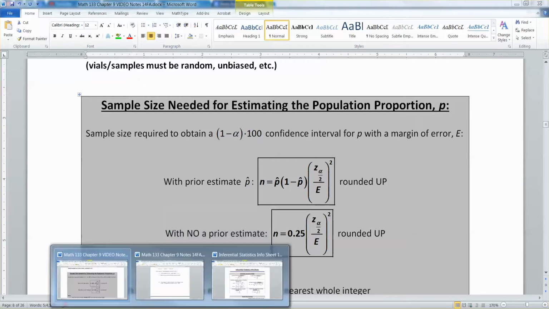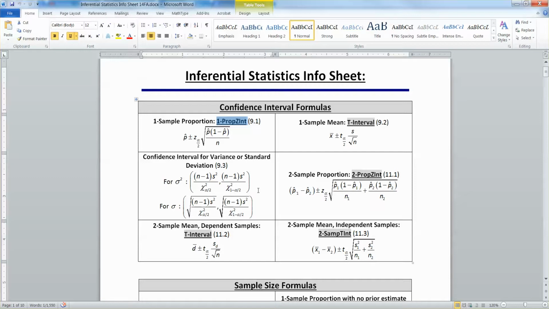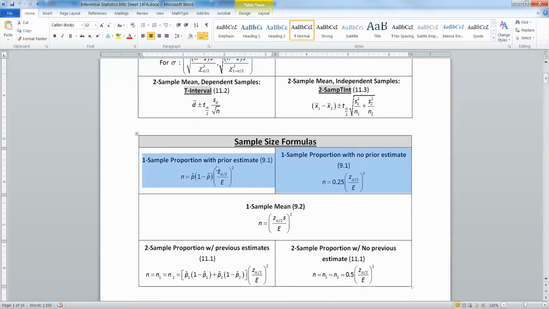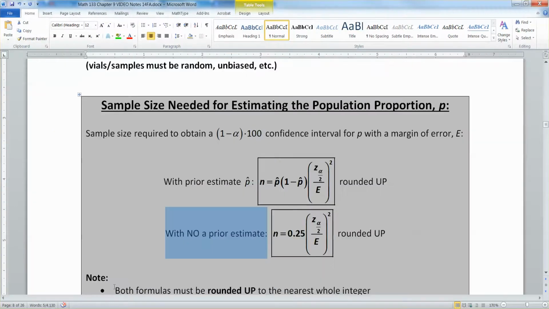Now, both of these formulas are on your inferential statistics info sheet. They're down here with the sample size formulas. They're these two right here. So if you're going to do a single sample proportion with a prior estimate, that's this one on the left. And with no prior estimate, that's this one on the right. So remember, you don't have to even put the formulas on your note sheet. They are given to you right on that inferential statistics sheet on the front page.